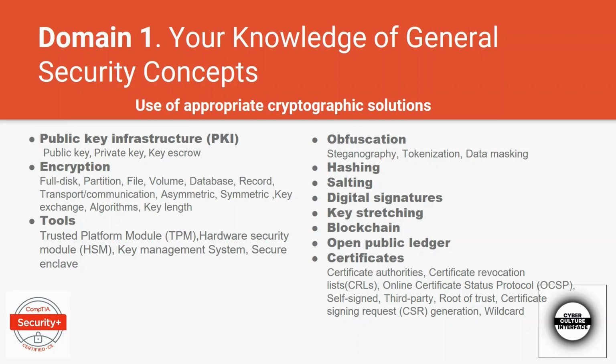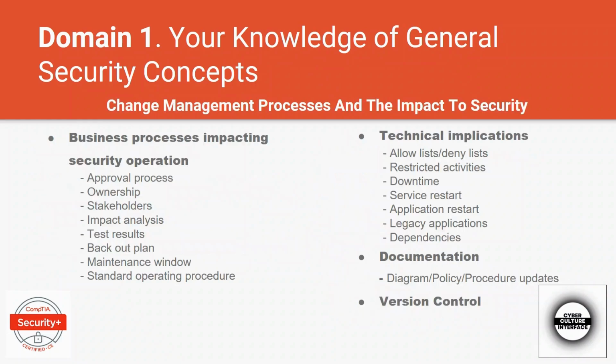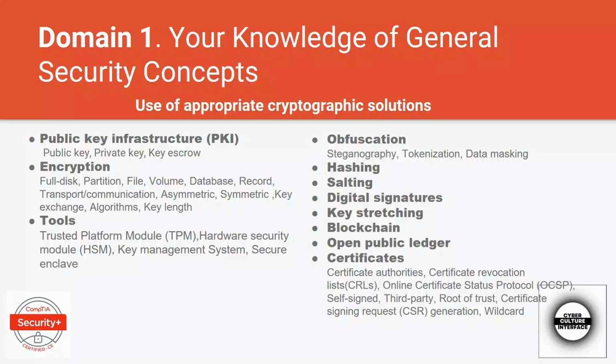Key stretching, blockchain, an understanding of what blockchain is, open public ledger, certificates. What is the use of certificates? What are certificate authorities, certificate revocation, online certificate status protocol? We have third party root of trust. These are terminologies and things that you need to understand. You need the definitions, you understand how they are implemented, where and when they are made use of, and what the impact of these technologies and solutions is. These are basically the things you need to understand under cryptographic solutions.